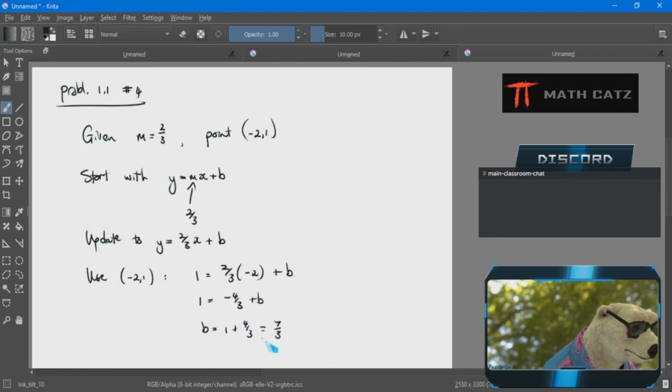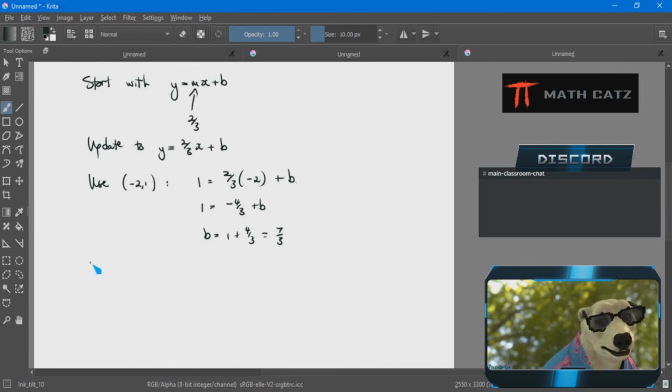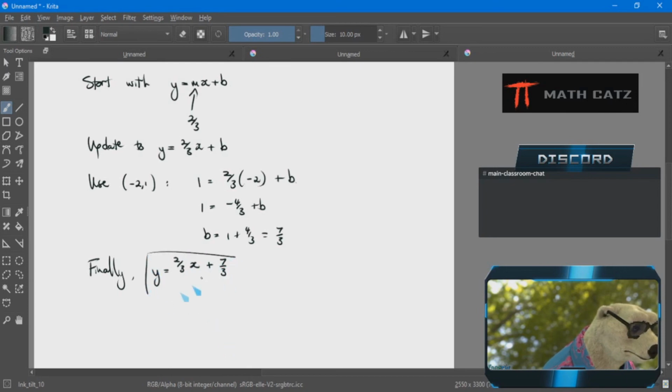Now I can go decimal here, but then I have to round it, and I don't want to do that. It might not look ideal, so let's just leave it as a fraction. My slope is in fraction form anyway. So finally, I have what they're looking for, y equals 2/3 x plus 7/3. Let's put a box around it.